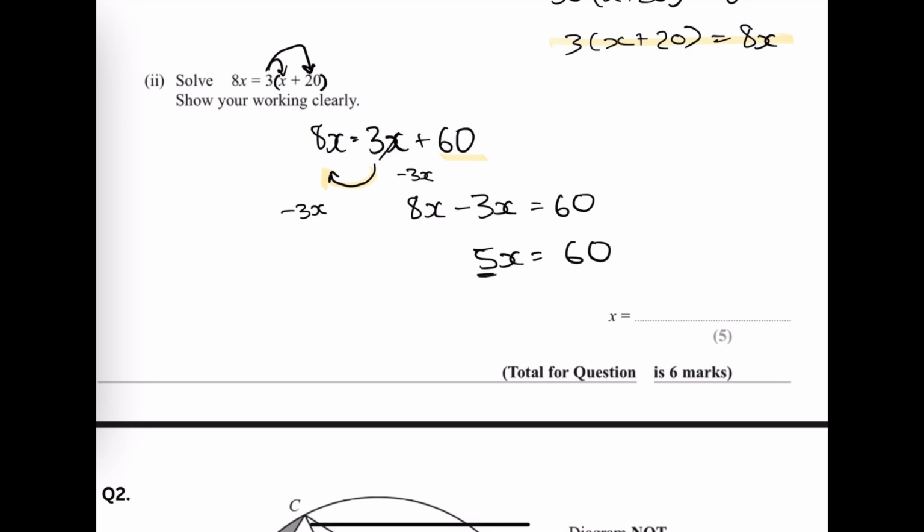Now, again, we want to move the 5 because we want to isolate x. So we put this on the other side. Here it's multiplying, so this means here we'll divide. So x equals 60 over 5. So x equals 12.